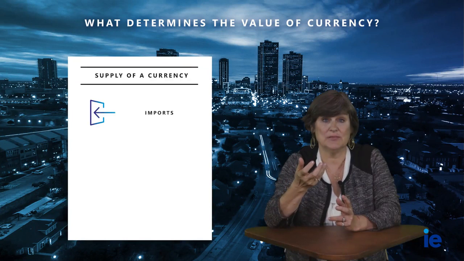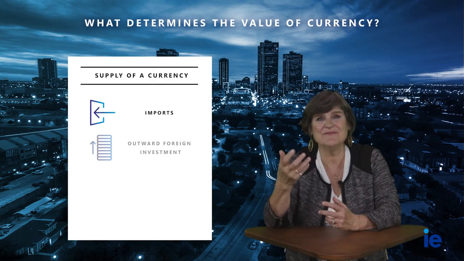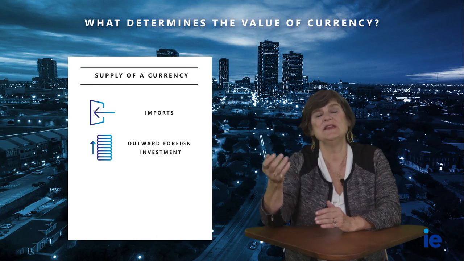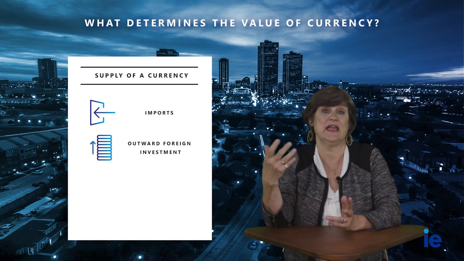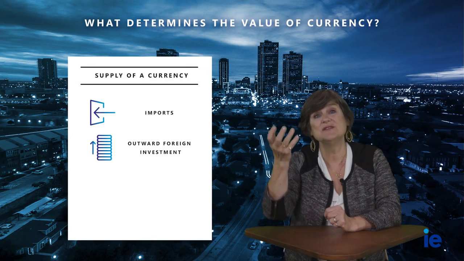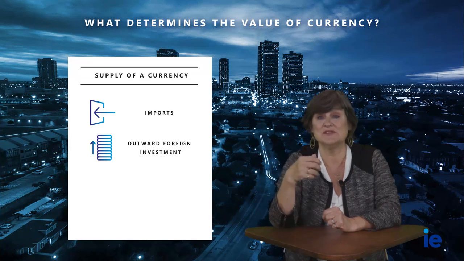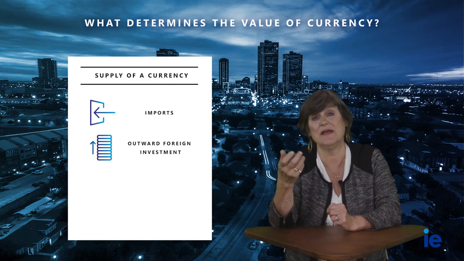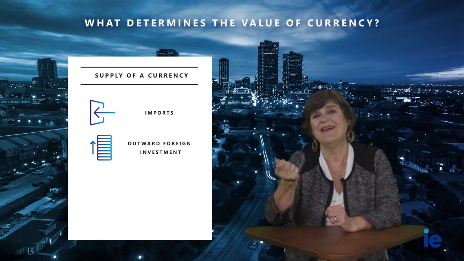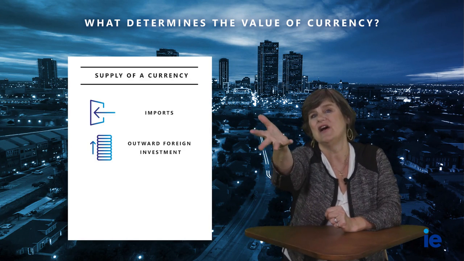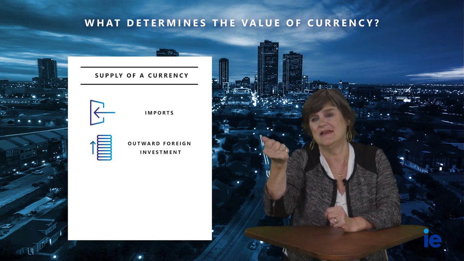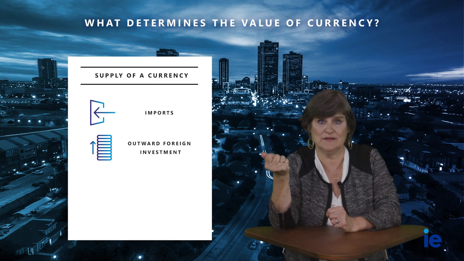Another thing that leads to a supply of a currency is when money flows out of the country to be invested in foreign assets. So say an American investor wanted to buy Japanese government bonds. This would be outward foreign investment. We'll talk about this when we get to the balance of payments. They first supply the dollars, then they buy the yen, and they obtain the bond, okay?